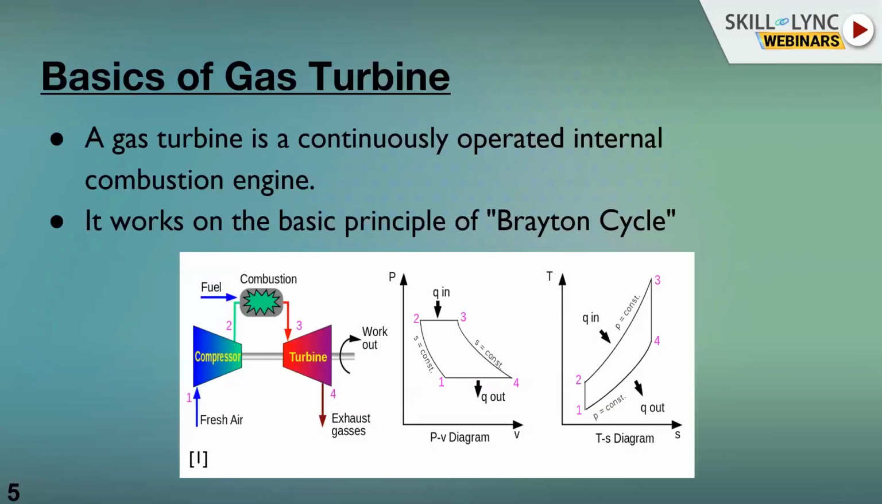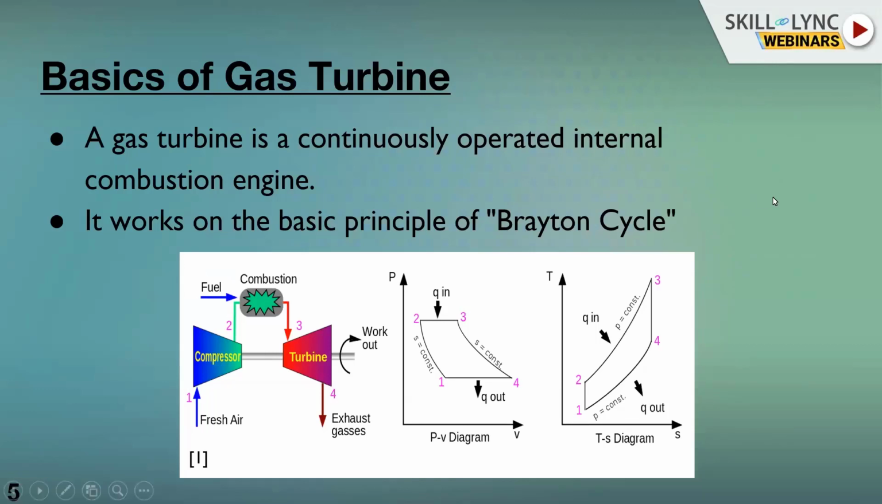So what is a gas turbine? It is simply a continuously operated internal combustion engine, an IC engine. An IC engine is nothing but a heat engine, which converts heat to mechanical energy. This occurs in the combustion chamber. So what principle or what cycle does an IC engine work on? It is a simple Brayton cycle.